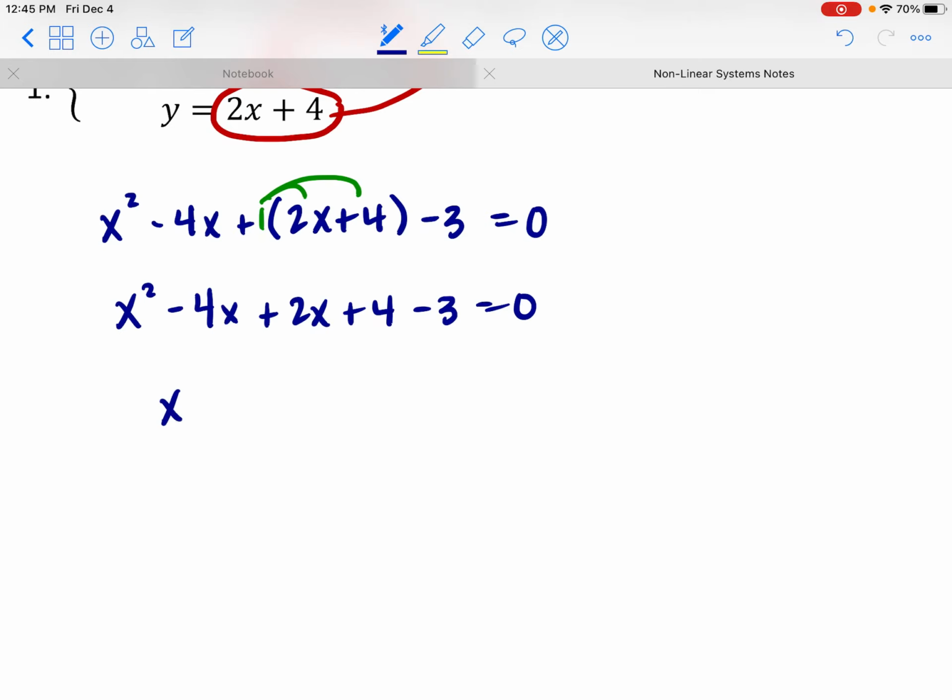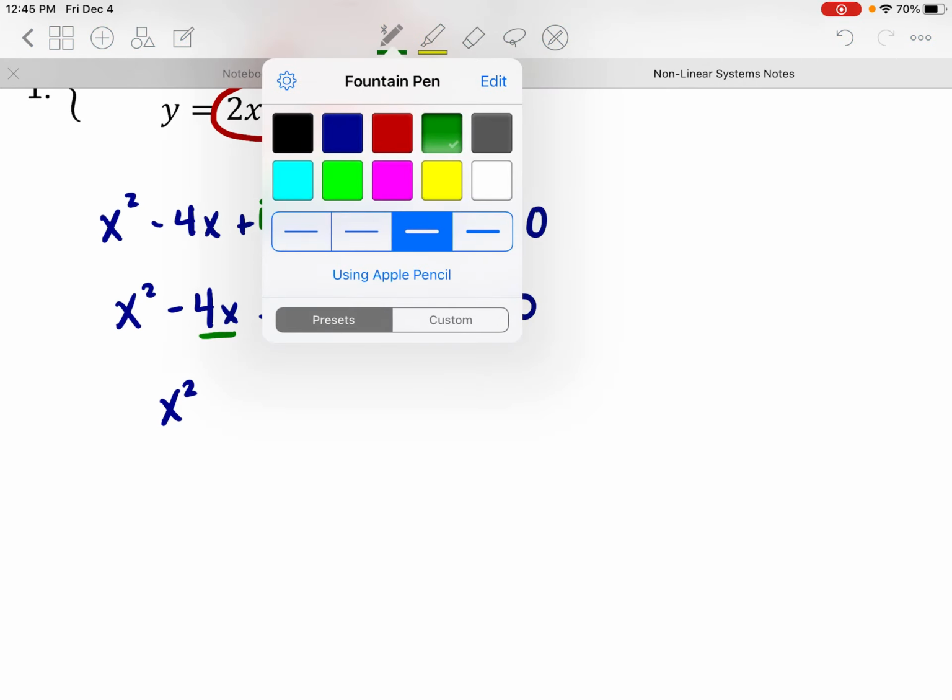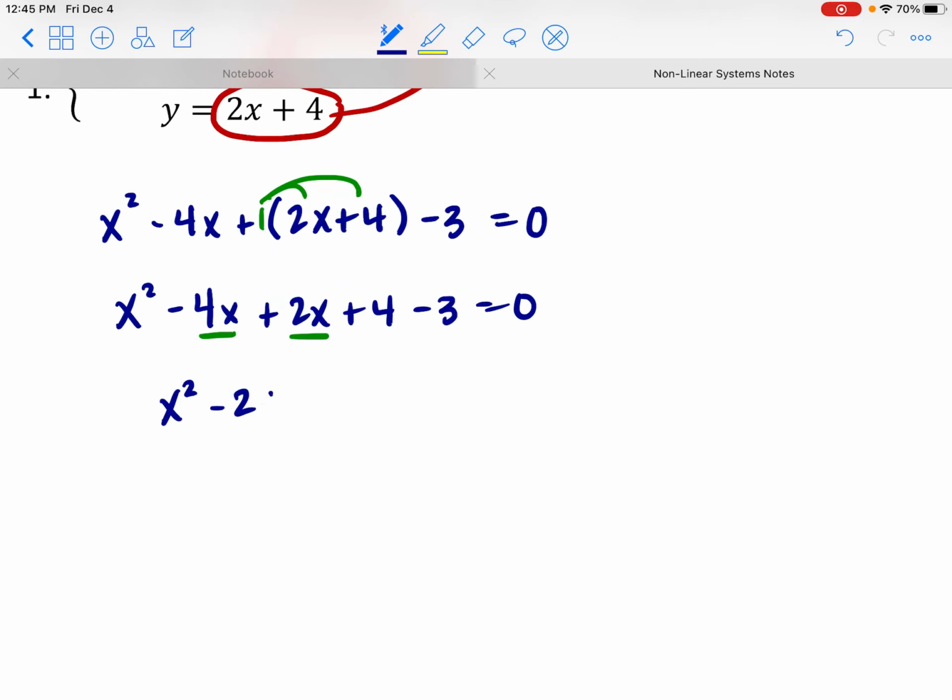So I have an x squared, minus 4x and positive 2x. Let me change colors there. Minus 4, positive 2 is going to leave me with a negative 2x. And then positive 4 and negative 3 is going to leave me with a plus 1 here, equal to 0. And we can solve this by factoring.